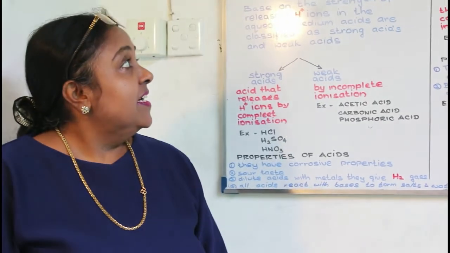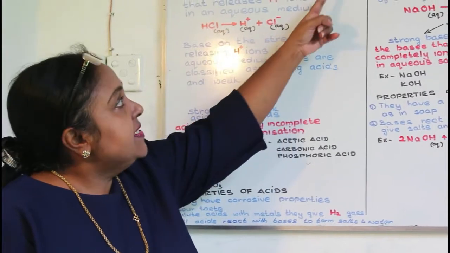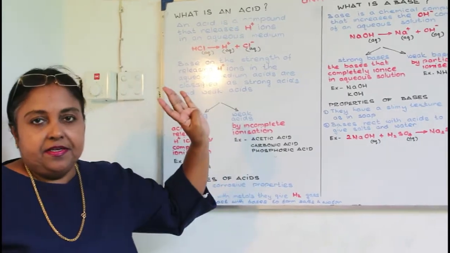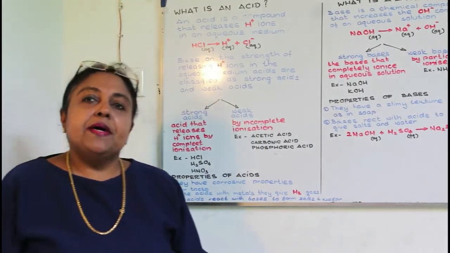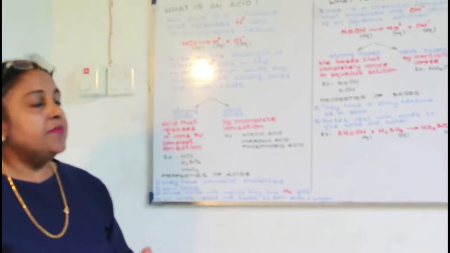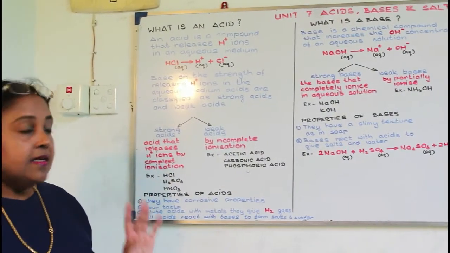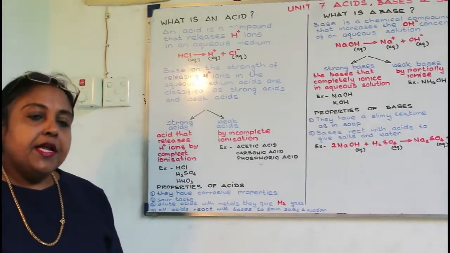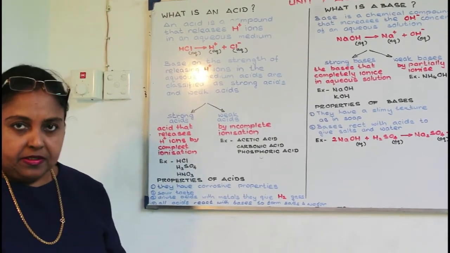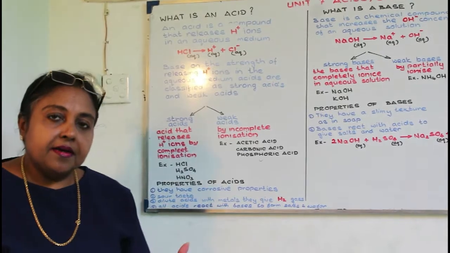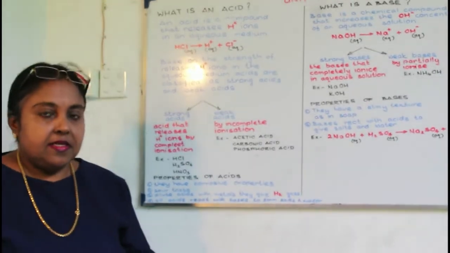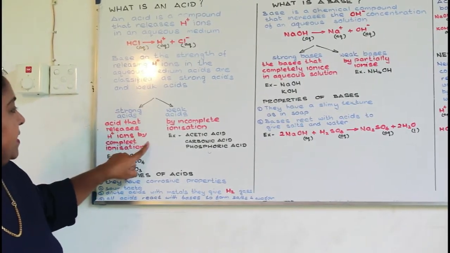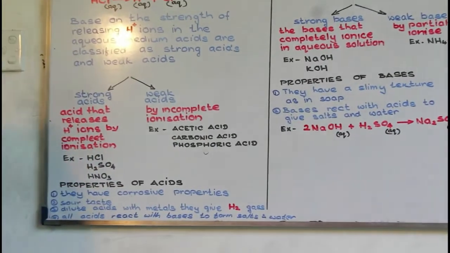My dear students, today we did Unit 7: acids, bases and salts. Now you know what an acid is, right? My first question: what is meant by an acid? Then you can answer. Acid is a compound that releases H+ ions in an aqueous medium. Then you have to study examples. There are 3 strong acids in the laboratory that we use. What are they? HCl, sulfuric acid H2SO4, and nitric acid.